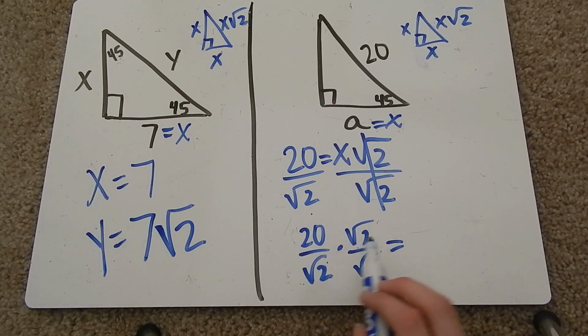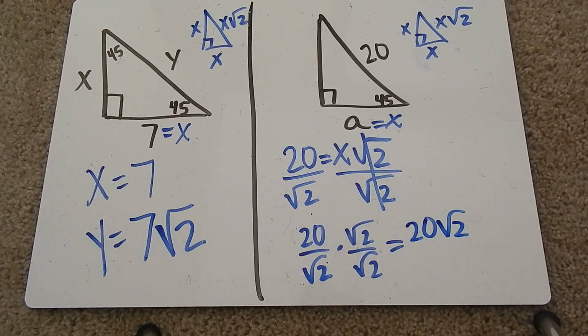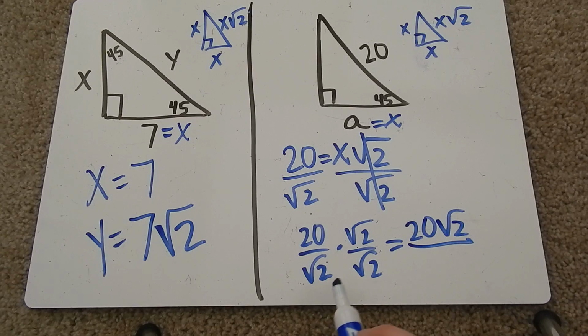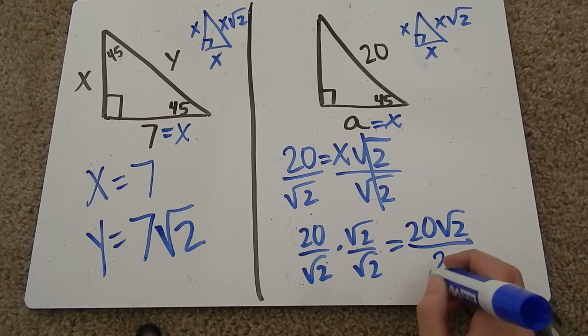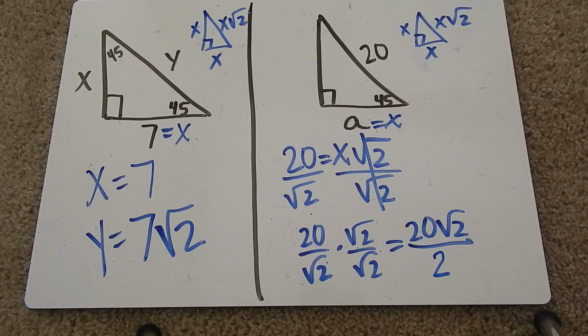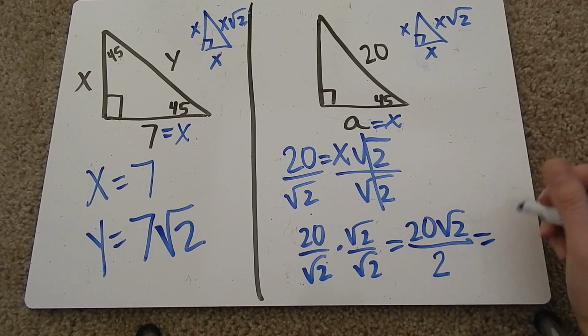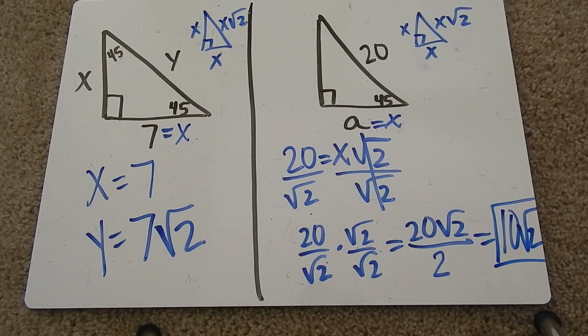When I multiply these, you just multiply across. 20 times the square root of 2 is just 20 square root of 2. The square root of 2 times the square root of 2, like I said before, is going to cancel out the square roots and all you get is a 2. It becomes the square root of 4, and the square root of 4 is 2. Now we can reduce just a little bit more here. I can divide 20 by 2. That's going to leave me with 10 square root of 2. And that would be my answer.